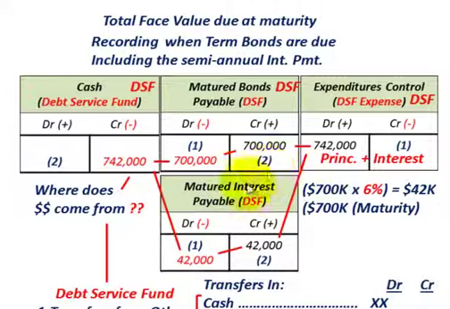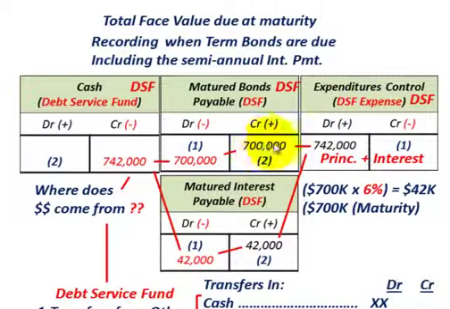The interest payment was what we calculated: $700,000 times that 6% semi-annually, which was the $42,000. So we would have recorded that here as matured interest payable, again, in the debt service fund. And for the matured bonds payable, that was the total matured value when they mature at $700,000. So looking at our expenditures here, we recognize both the principal and that final interest payment, a total amount of $742,000.